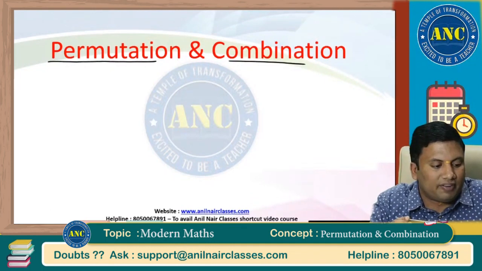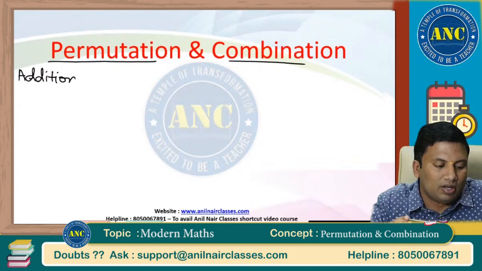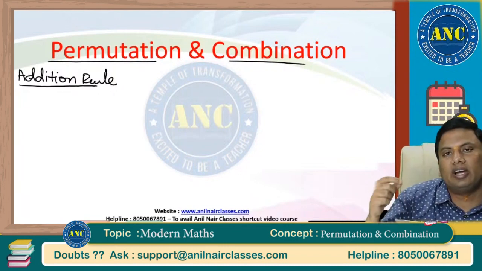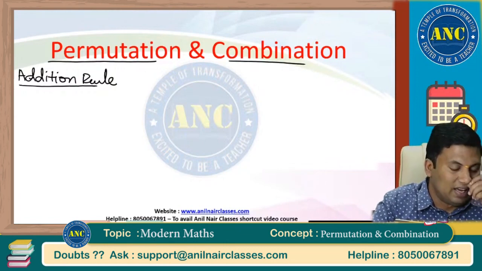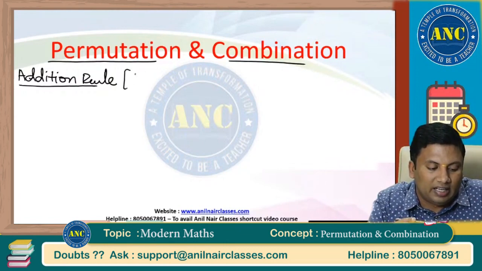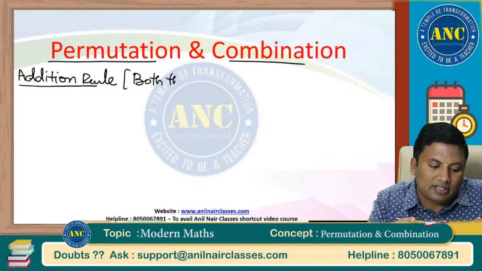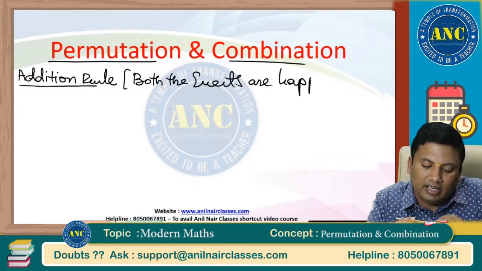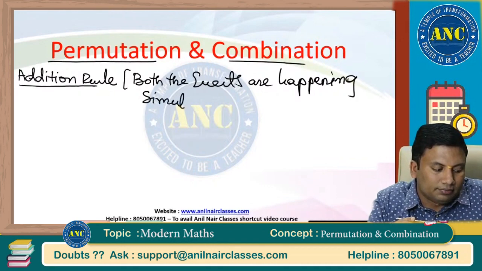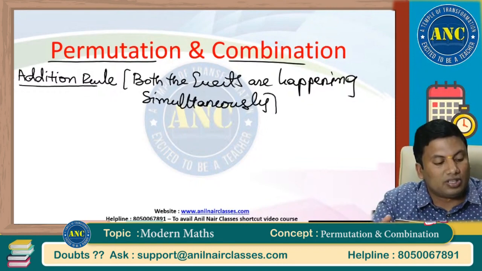Permutation and combination, fundamental principle of multiplication is over. Next is the addition rule. When is this addition rule used, sir? You said that one event is following another event. What if events happen parallelly? Both the events are happening simultaneously. Please write down: if both the events are happening simultaneously, then I will use the addition rule.